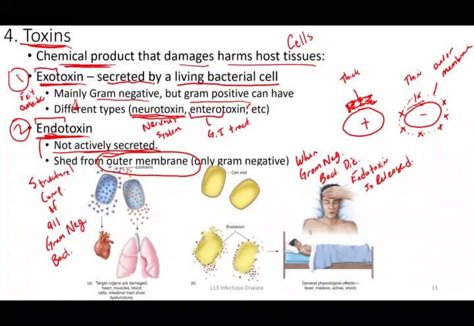And it can lead to a variety of responses. And so this is what endotoxins tend to do to us. They have these general physiological effects where it can trigger fever, you can get aches, you can get pains, you can get tiredness, you can get shock where the different organs can start to fail. So it depends upon the microorganism and how much endotoxin is present. But that's one of the primary differences between exotoxin and endotoxins.